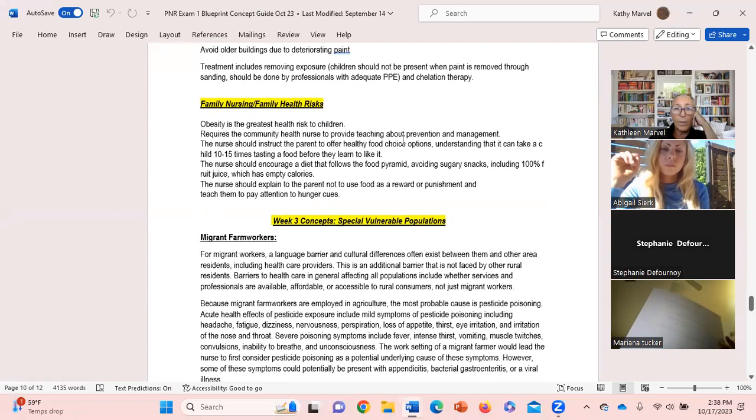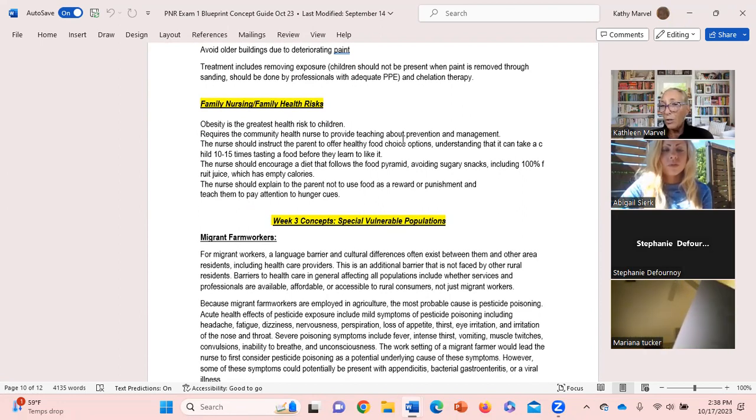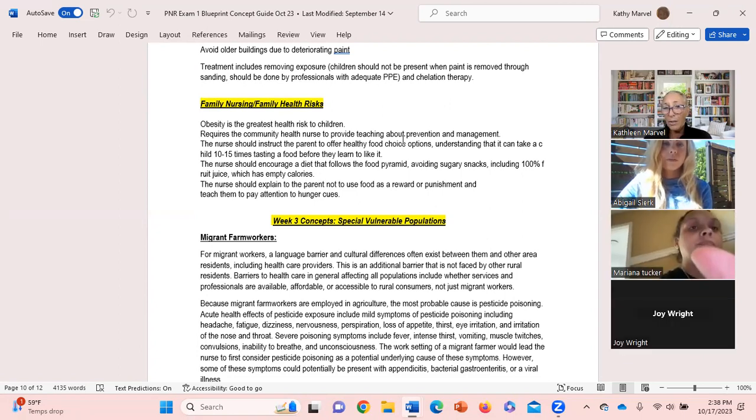And then what do we want to know about family and health, family nursing, family health risks? We know that obesity is one of the greatest health risks to children. In the primary prevention area, hopefully the community health nurse provides teaching about prevention and management. I did a lot of that in the middle schools and high schools. And you can also do primary interventions with the parents, helping them understand what a healthy food choice looks like.